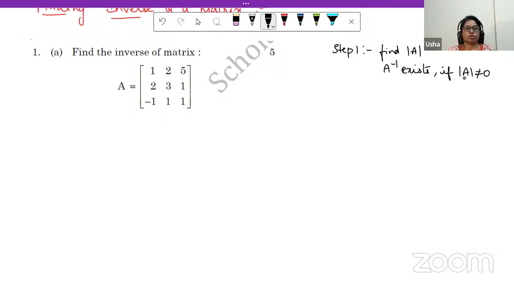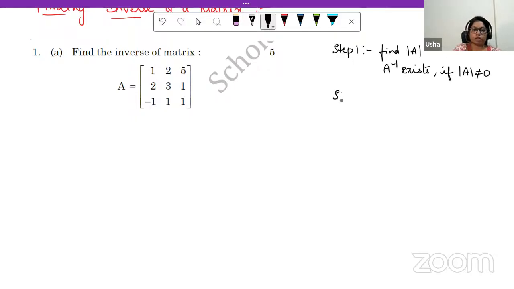Usually you will not get 0, but just make sure: if you are getting 0, you might have made some mistake. If the question asks whether A inverse exists, then it might be 0 also. But in most of the previous years' questions, they ask you to find the inverse of a matrix for 5 marks, so the inverse always exists for such matrices. But still, the first step you have to write is to find the determinant of A, say that it is not equal to 0, therefore inverse exists. This is your step 1.